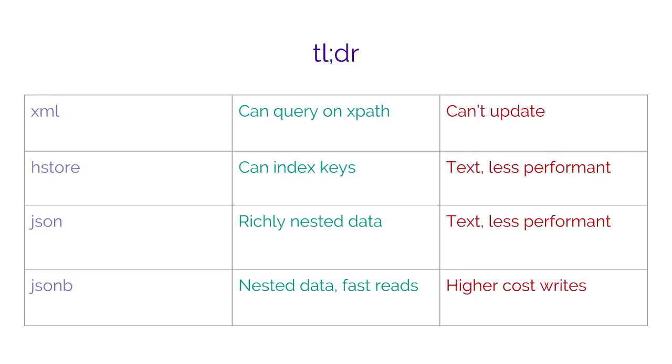You can index with these items right here, but with Hstore and JSON, those are both text, so they're not going to be quite as performant as your JSONB. Although with the text JSON, you still can do the richly nested data structures. But really, your hot ticket is going to be the JSONB because it's deeply nested data. You've got your nice, fast reads. You've got all your indexes that you can do with JSONB. You're going to have some higher cost writes, but that's always going to happen whenever you have that index anyway. So you really can't lose with JSONB, I think.